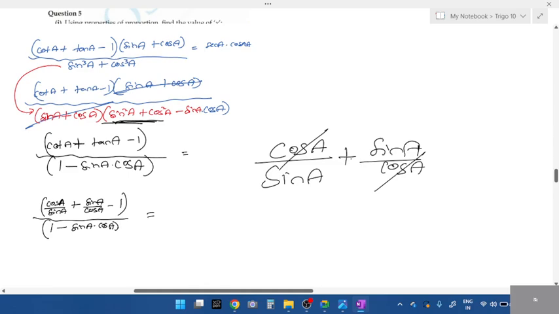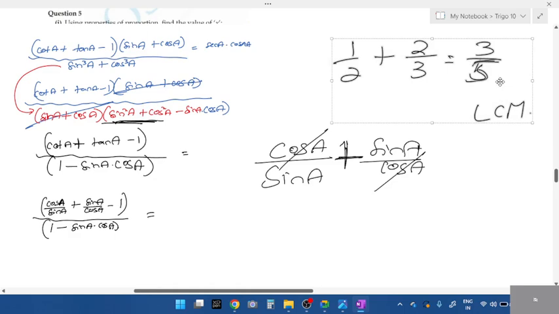Is it possible to cancel it like this when there is a plus in between? Why are you not following the basic rule? How do you solve this question? Can we cancel 2 and 2? Then what do you do? When there is a plus, what do you do? 2 plus 1, 3, 3, 5. Is it correct? You don't know the concept of LCM? And how is this correct? Is it 3 by 5? Is 3 by 5 the answer?